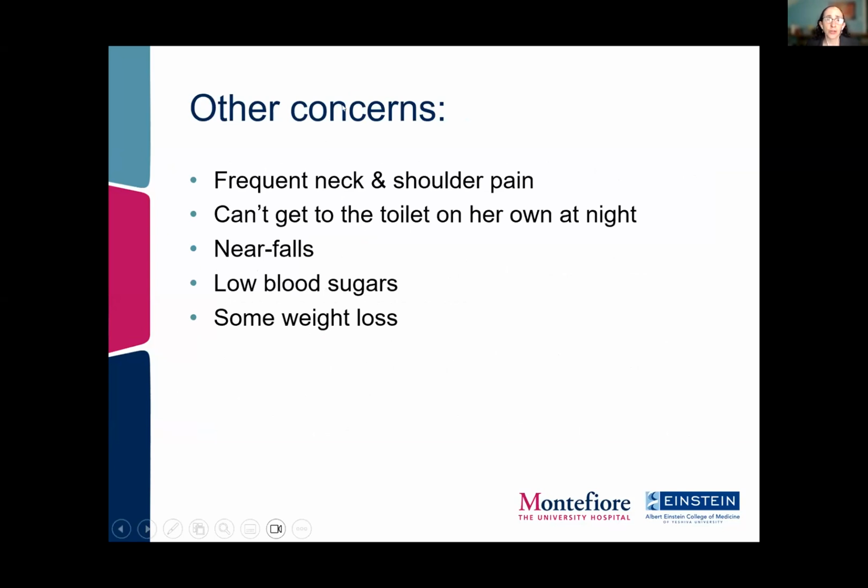And then there's other concerns, the frequent neck and shoulder pain, that she can't get to the toilet on her own at night. And she's had multiple near falls. She's having some episodes of low blood sugar and weight loss. So a lot going on with this individual.